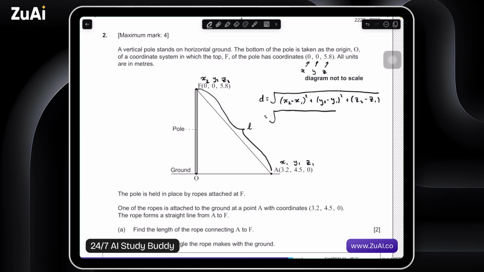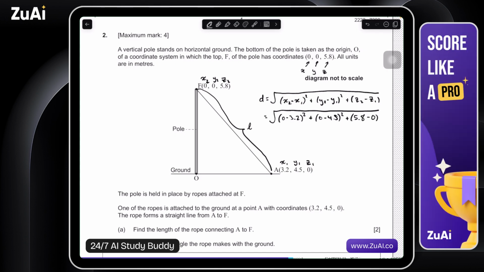I want to take the square root of all of this business, and we'll have, oops, I guess I didn't avoid negatives in the end. But since we're squaring all these values, the negatives will go away. And we have 0 minus 4.5 squared plus, and now here we have 5.8 minus 0 squared. Okay, and that should give us our distance.